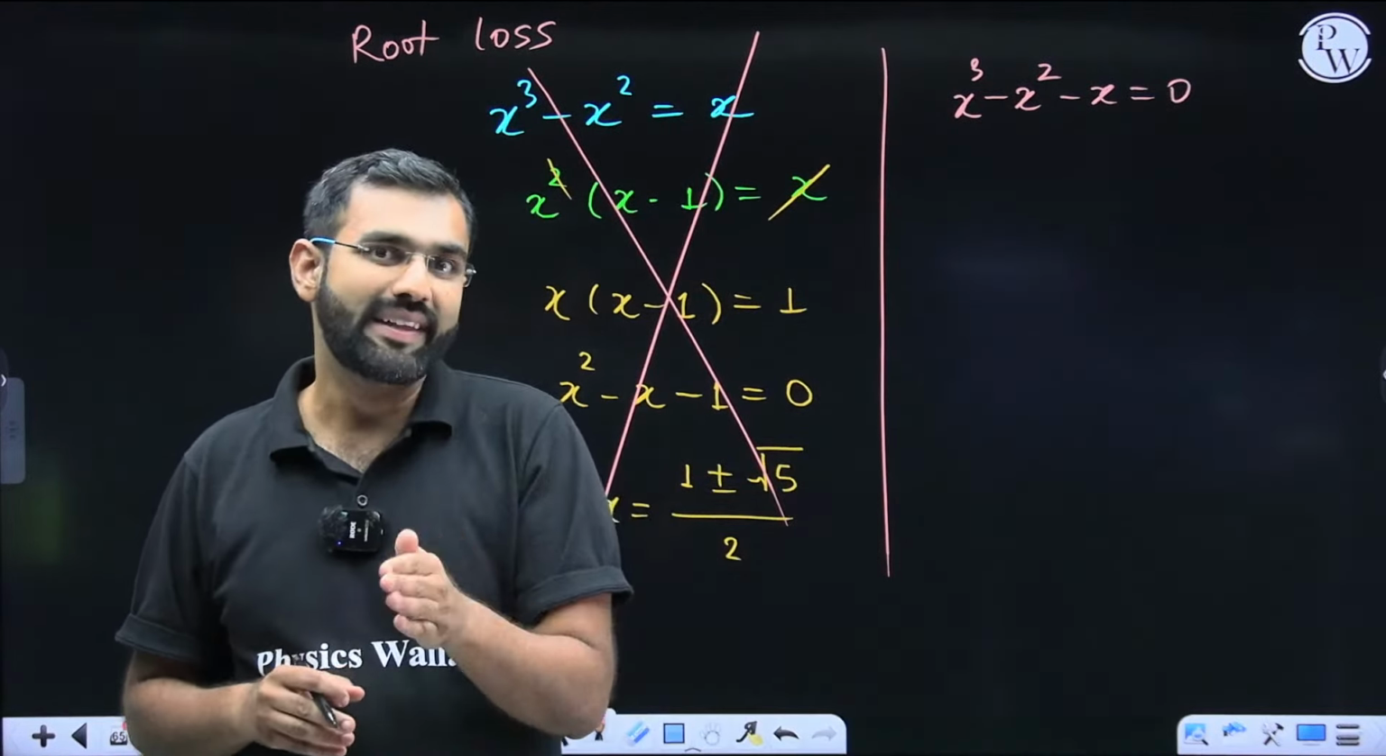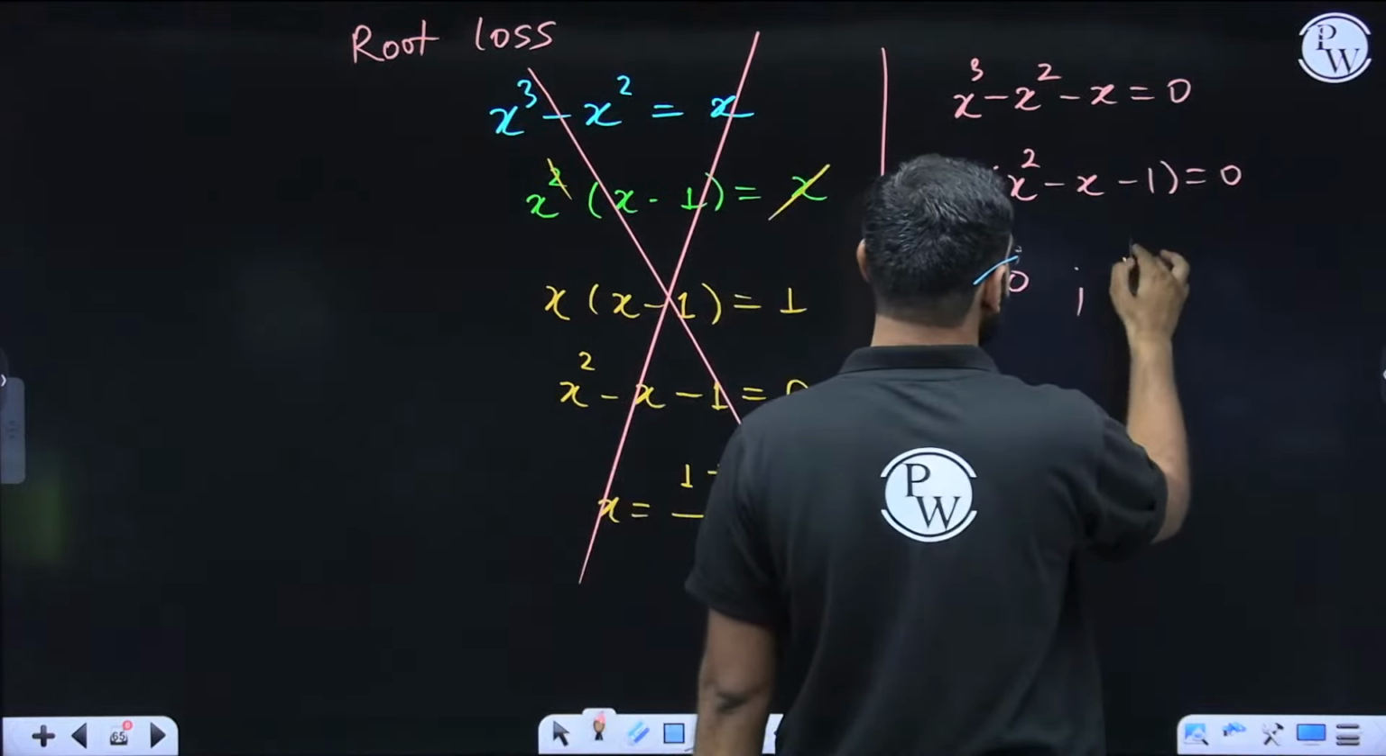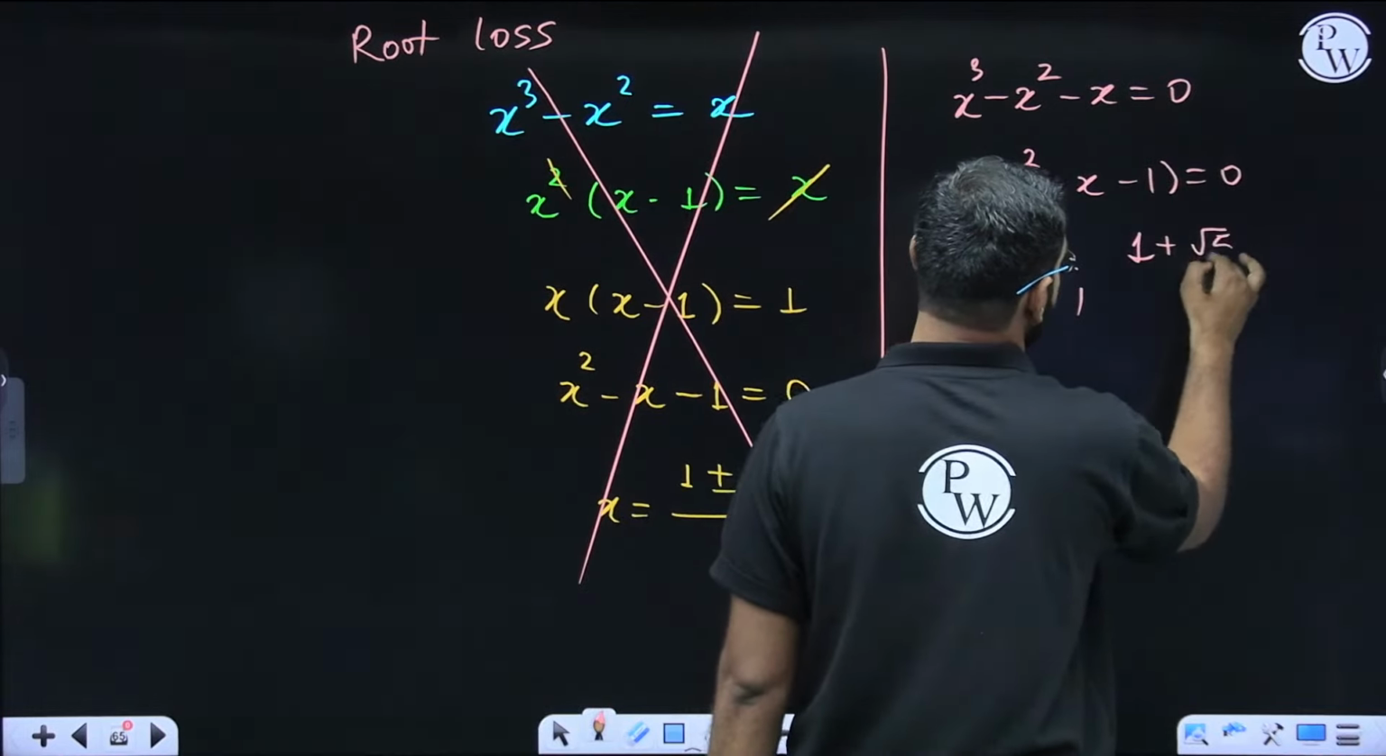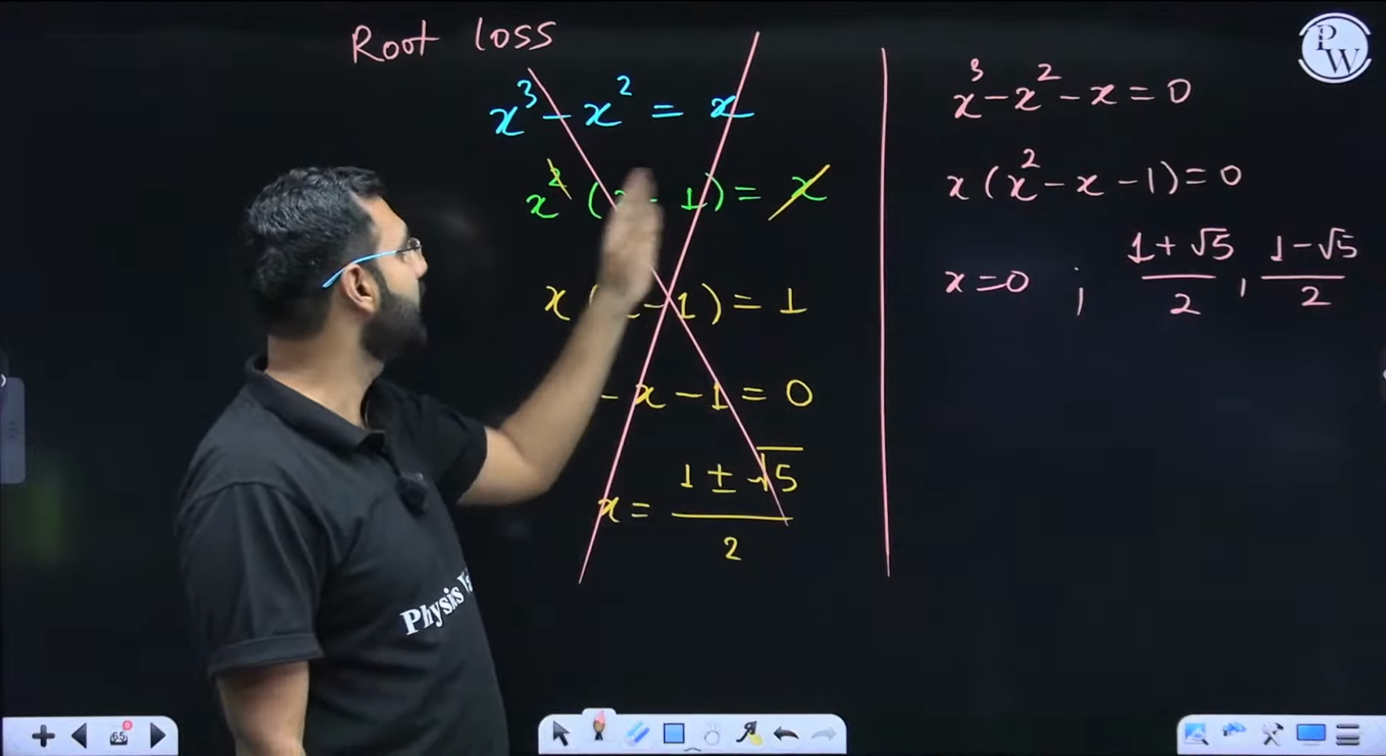So when you take x common from here, it will leave you with x square minus x minus 1 is equal to 0. And when you solve this, x becomes 0. And this part gives you the other two roots, which are, of course, 1 plus root 5 by 2 and 1 minus root 5 by 2. Everybody listening and understanding this part, all the participants? So I hope you got this very clearly, everybody, that 3 real roots were supposed to be there, and 1 root loss has happened, all because of this simple error made by us where we cancelled a variable by a variable.